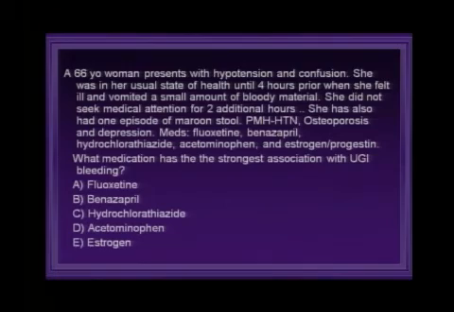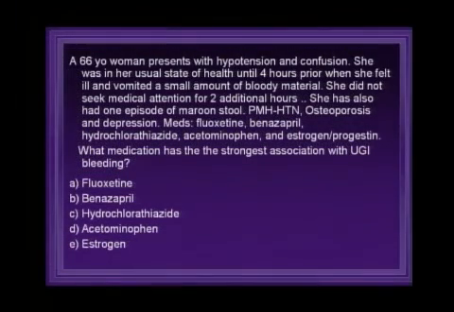So which of these medicines has the strongest association with upper GI bleeding? Fluoxetine, benazepril, hydrochlorothiazide, acetaminophen, or estrogen?